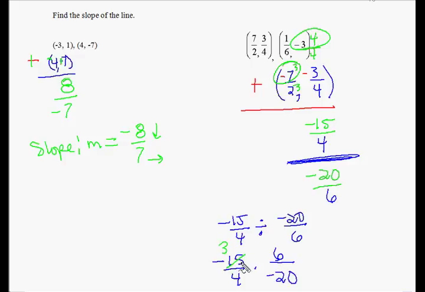5 goes into 15 3 times, 5 goes into 20 4 times. 2 goes into 4 twice, 2 goes into 6 3 times. So our slope for this answer is -3 times 3 is -9 over 4 times -2 is -8. And we won't leave an answer with a negative both in the numerator and the denominator. So our answer for this slope is just 9/8.